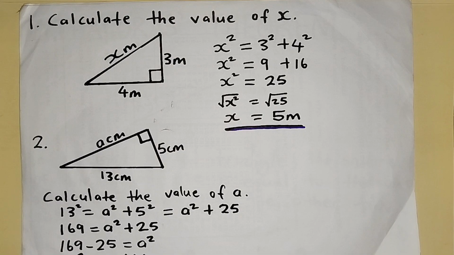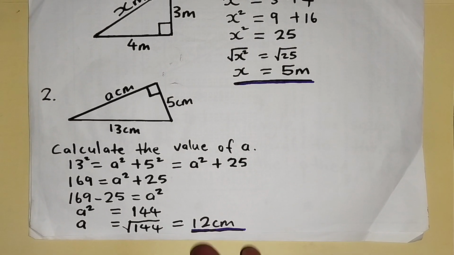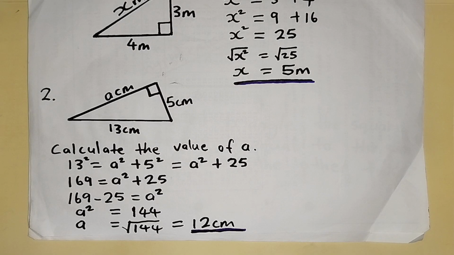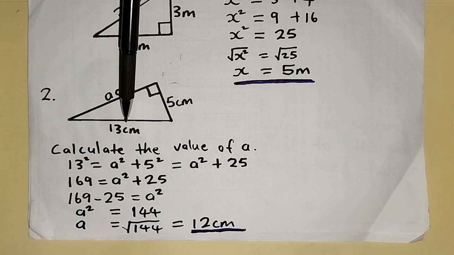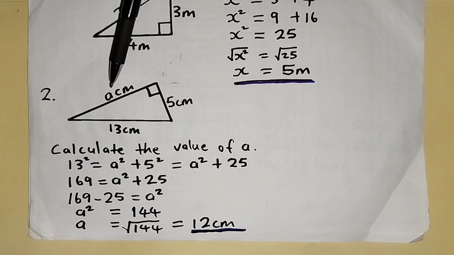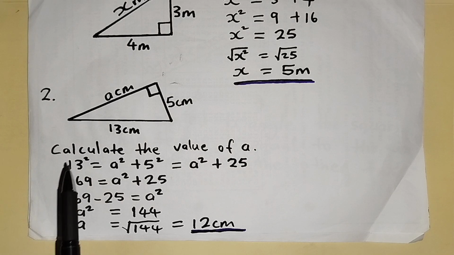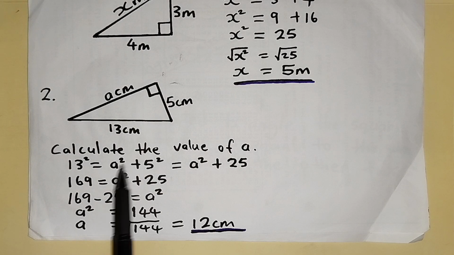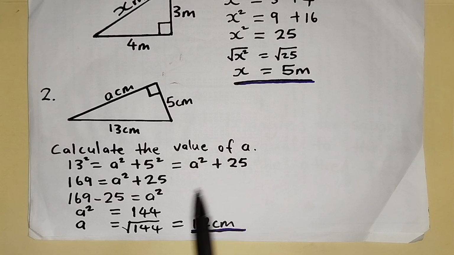Let's proceed to the second question. Here we are given the hypotenuse as 13 centimeters and one of the sides as 5 centimeters. We want to find the other side, represented by A. Applying Pythagoras theorem, the square of the longest side, in this case 13 squared, equals the sum of the squares of the other two sides, A squared plus 5 squared, which is A squared plus 25.